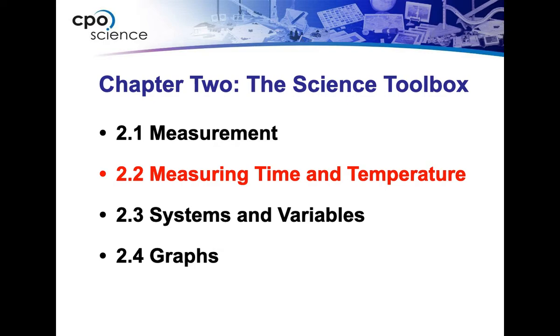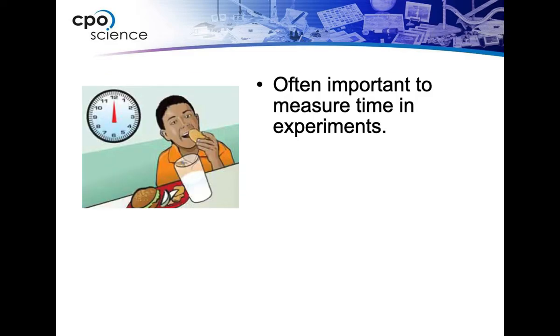Chapter 2, still talking about tools that scientists use to answer questions. And today's section, 2.2, is focusing on measuring time and temperature. Especially at the lower grade levels here, we do a lot with time and temperature. So it's really important that you have a full grasp of how we use those tools and measure them in science. So 2.2, measuring time and temperature.